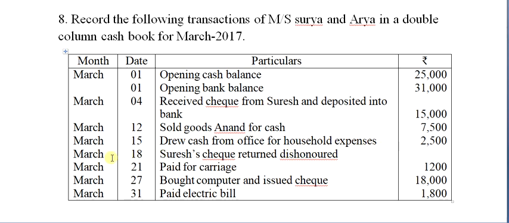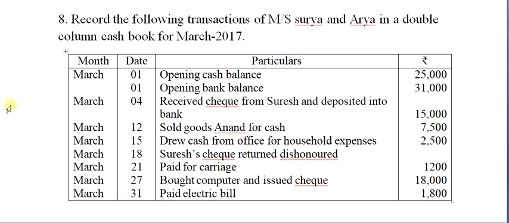Again, March 18, Suresh check returned dishonored. How much is dishonored? Here the amount is nil. Why? Because we already know that we have received a check from Suresh. How much was it? 15,000. So that 15,000 we are considering here.